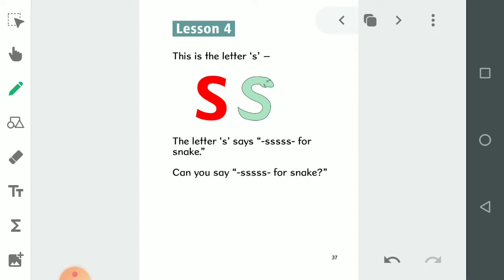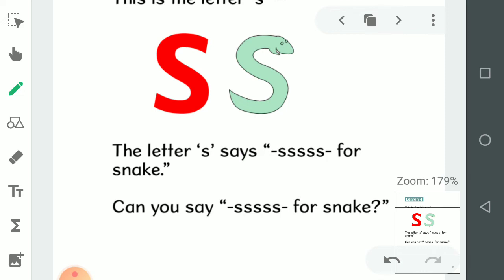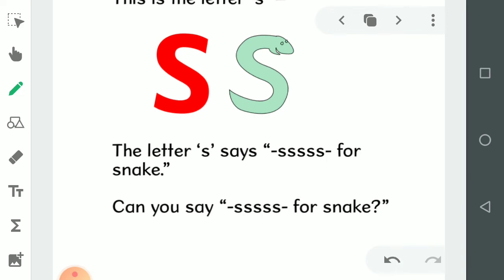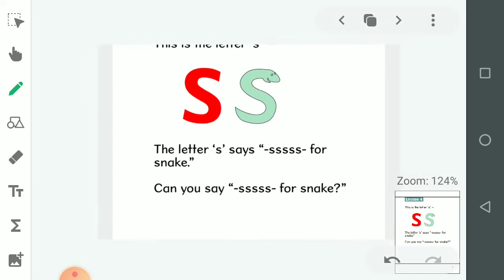The letter is S. Can you remember someone who says S? So the letter that we are going to learn today is S. The letter is S, but the sound is sss. This is the letter S. The letter S says sss for snake. Can you say sss for snake?